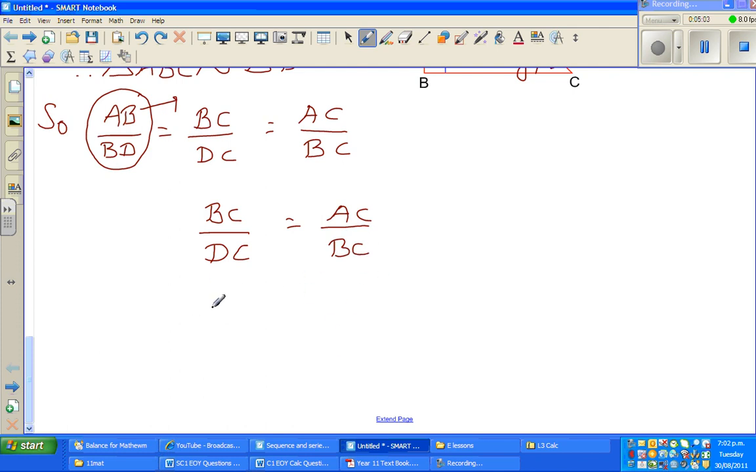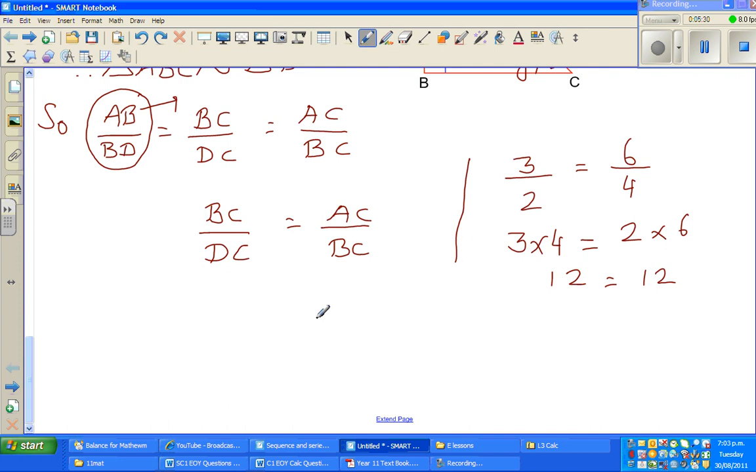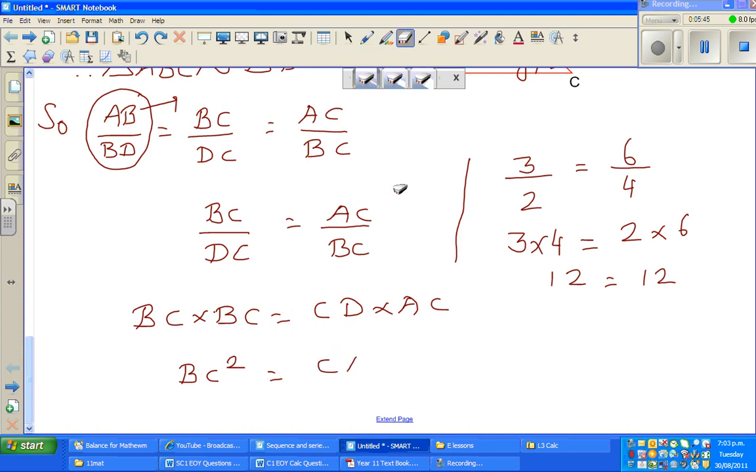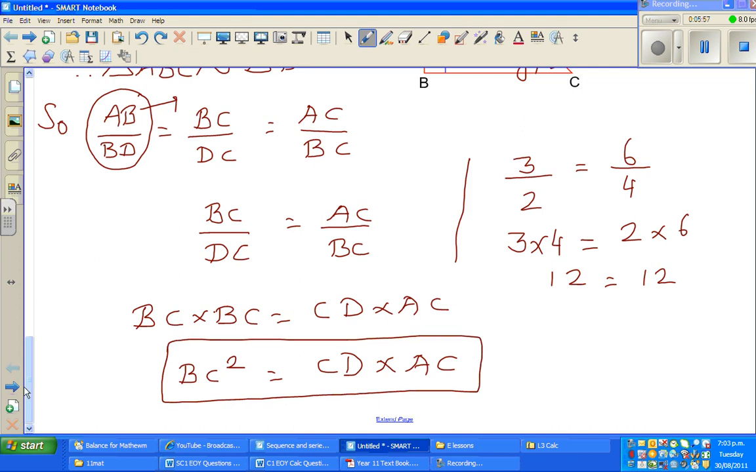Now cross multiply, as I explained before, let me explain once again. Suppose 3 halves is equal to 6 quarters. 3 halves is the same as 6 quarters. If you cross multiply, the equality is maintained: 3 times 4 is 12, and 2 times 6 is 12. So 12 is equal to 12. Therefore BC times BC is CD times AC. So BC squared is equal to CD times AC. From this I'm going to prove the Pythagoras theorem, which is very famous. I didn't want to prove it in this video, but I think we'll finish it off. That was my ultimate goal.